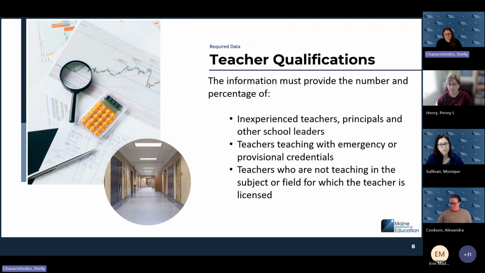Another required data set is teacher qualifications. The information must provide the number and percentages of inexperienced teachers, principals, and other school leaders, teachers teaching with emergency or provisional credentials, teachers who are not teaching in the subject or field for which the teacher is licensed.